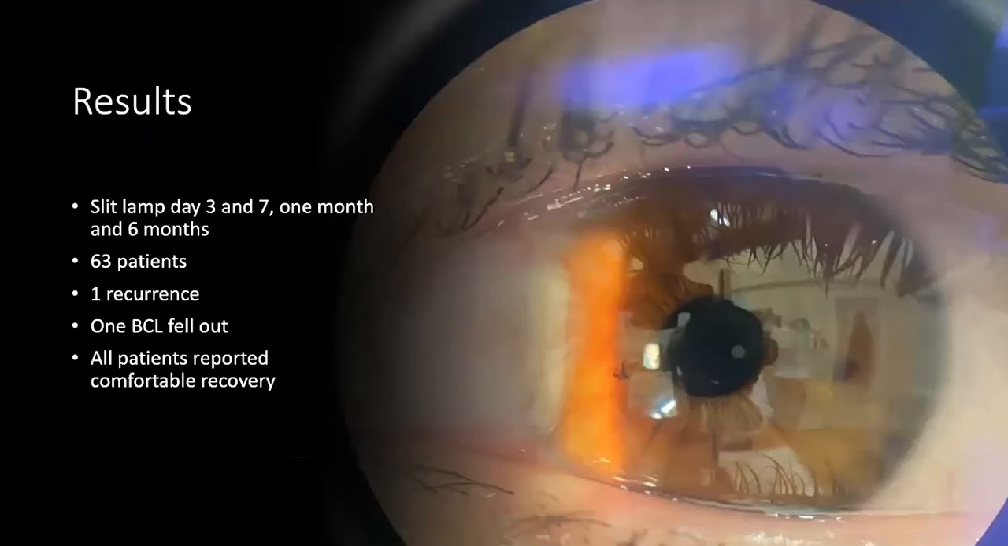And after that, just dexamethasone eye drops. Now, this is the video, and our results were really, really good so far. We've treated, as I said, 63, but almost 70 patients now.